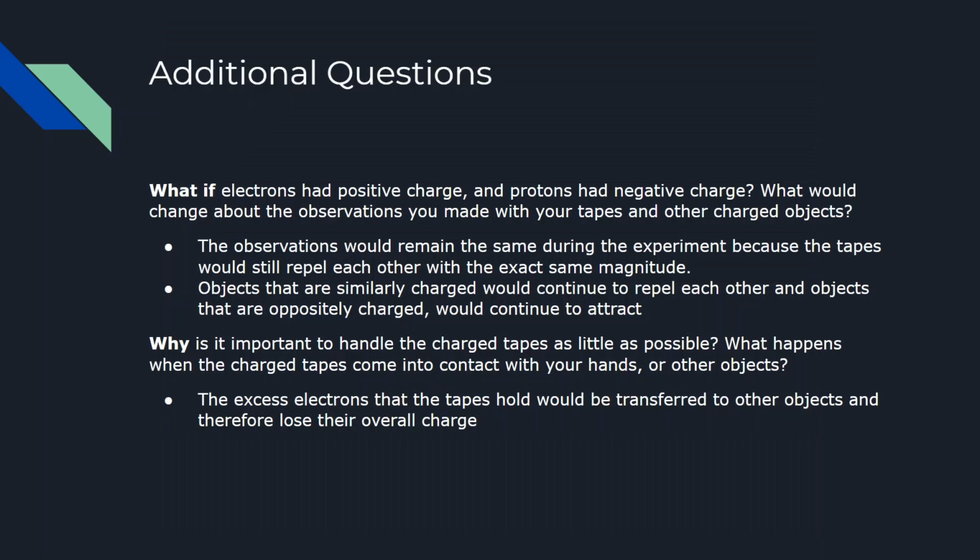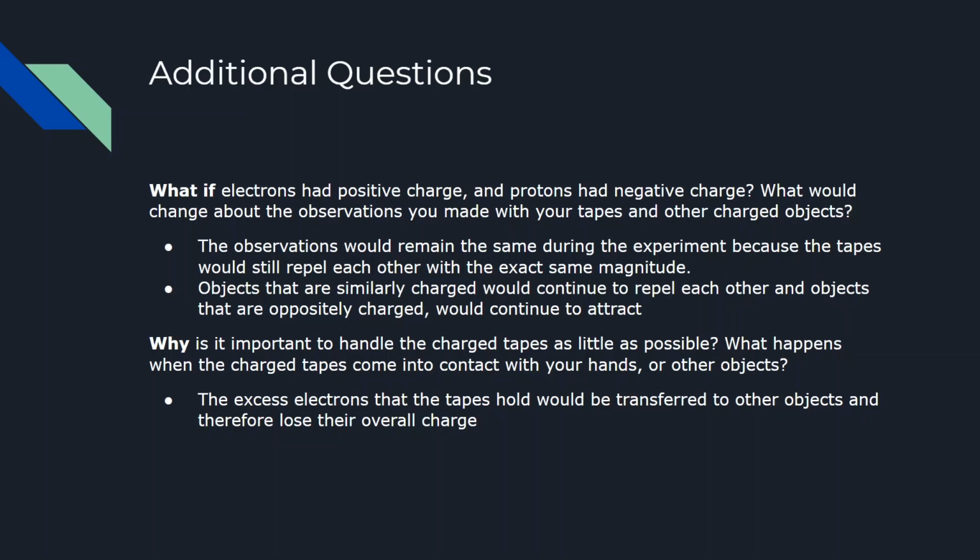Finally, we have some additional questions, such as what if electrons had positive charge and protons had negative charge? What would change about the observations that you made with your tapes and other charged objects? The observations would remain the same during the experiment because the tapes would still repel each other with the exact same magnitude. Objects that are similarly charged would continue to repel each other, and objects that are oppositely charged would continue to attract.